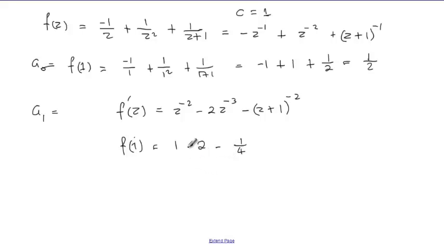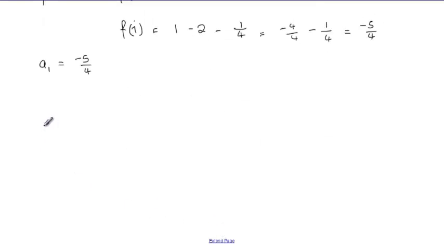Now simplifying, we're going to have minus 1, 2, minus 2 plus 1, minus 1, which gives us minus 4 over 4, which is minus 1, minus 1 over 4, which is equal to minus 5 over 4. So now this is our A1, which is equal to minus 5 over 4.